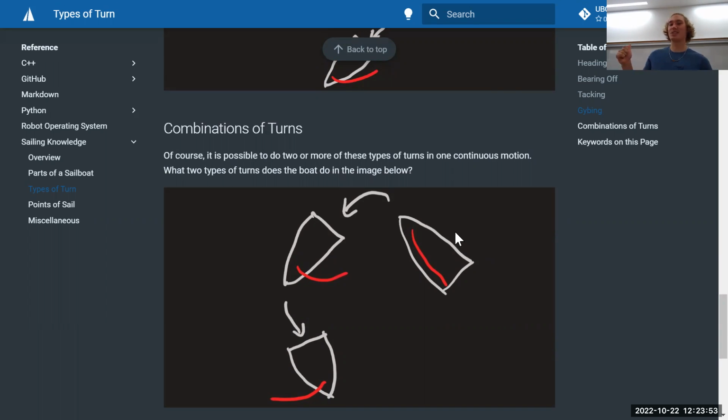So which type of turn is this? Oh, I think it's bearing off and a jibe. Very good, Devin. Well done.